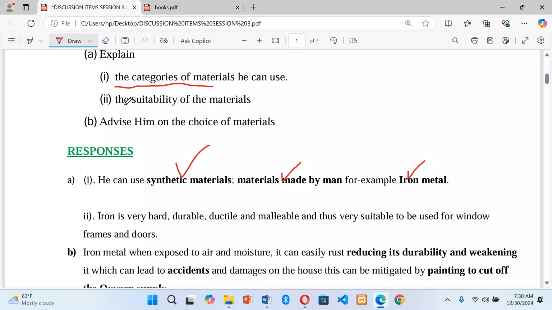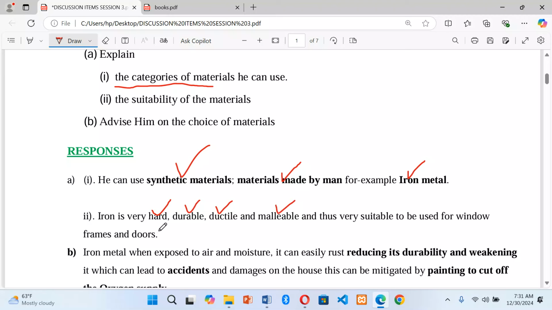Part 2 is the suitability of material. What is it that this iron metal has? Which properties does it have that make it suitable for making window frames and doors? So we can now come and say iron is very hard. That is the first property. Durable, the second. Ductile, the third. And malleable. Those are how many points?